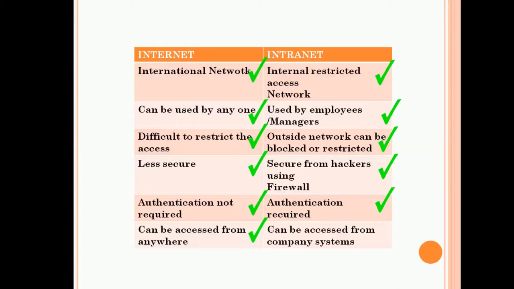Internet can be accessed from anywhere. In any part of the world, you can use any computer, cell phone, or laptop. If you have internet connection, you can access the internet, right? But if you want to access the intranet, it can be accessed only from the company systems. You have to go to that company, and from that company's systems only, you can access the intranet. Got it? So these are the differences between internet and intranet.